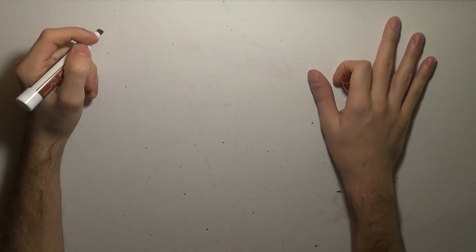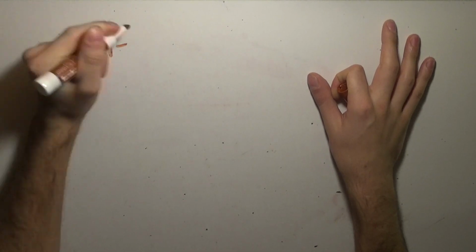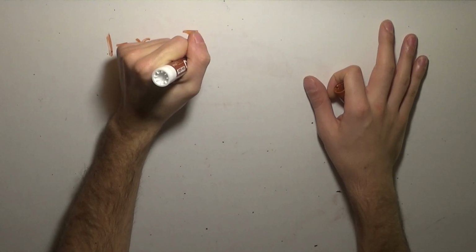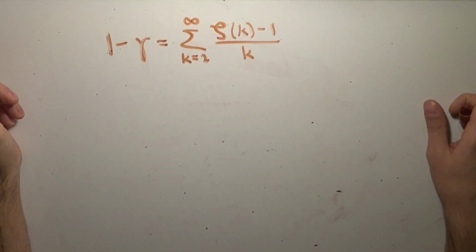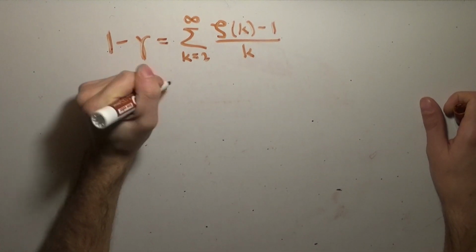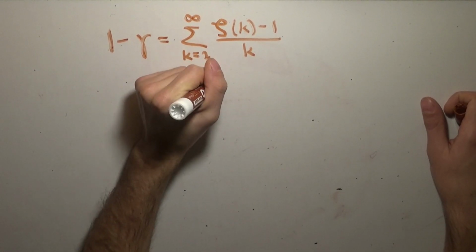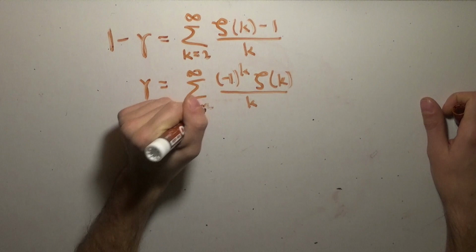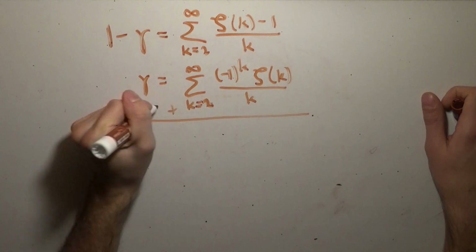Before we start the investigation of these series, we have to recall what the two series are. The first one is equal to 1 minus the Euler-Mascheroni constant. So 1 minus the Euler-Mascheroni constant is equal to the sum from k equals 2 to infinity of zeta of k minus 1 all over k. And we were also able to show that the Euler-Mascheroni constant is equal to the sum from k equals 2 to infinity of negative 1 to the power of k times zeta of k all over k. And these are both very beautiful series, but the cool part is when you decide to add them together.